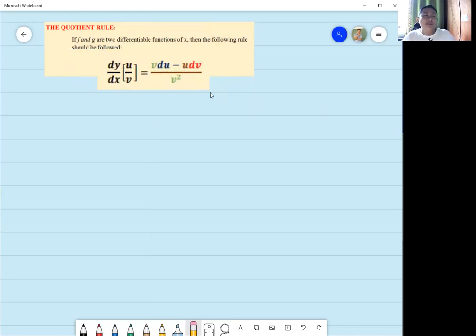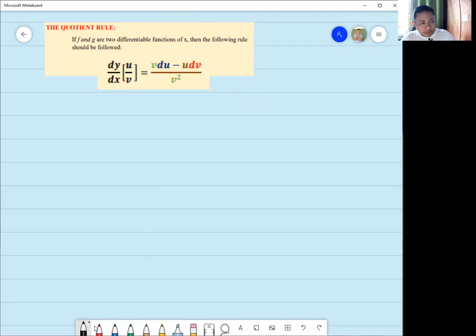Yeah. So we are now in the quotient rule. Same process, we have our V and our U, but this time we have a different process. Please take note of this. It's better if we already put an example.